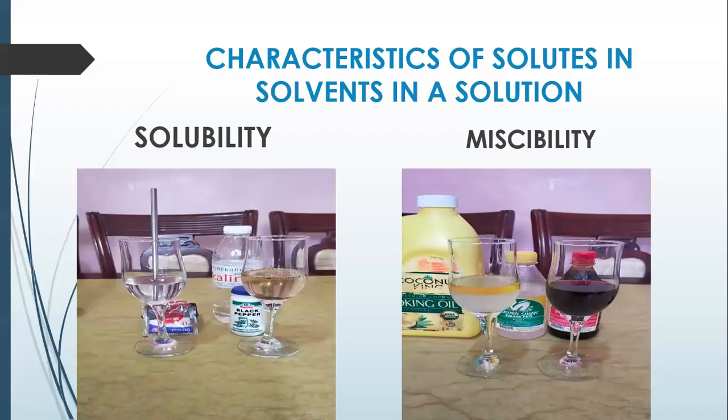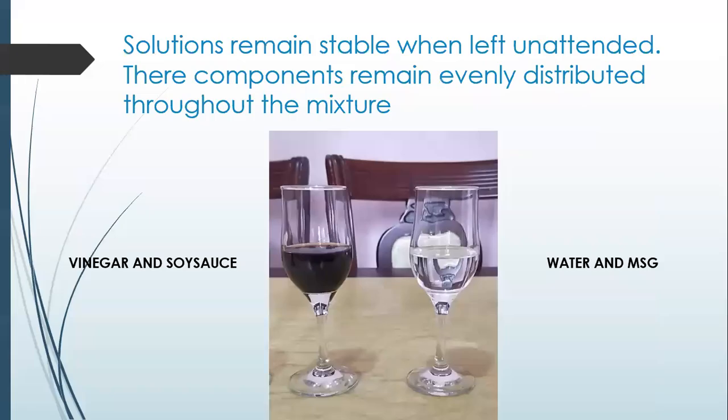While for the miscibility experiment, still you can no longer distinguish the vinegar from the soy sauce in that mixture. But for the mixture of oil and vinegar, you can clearly see that the oil is floating on top of the vinegar. So look at the picture now. What's left are the mixture of vinegar and soy sauce and the mixture of water and MSG. They are actually examples of solutions.